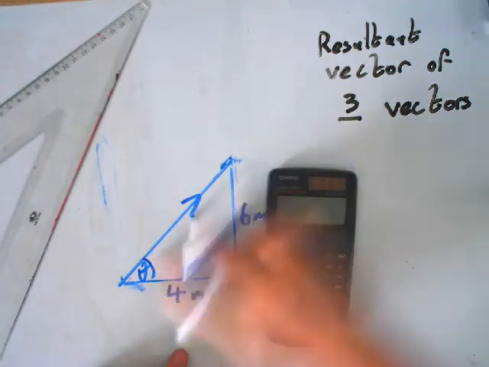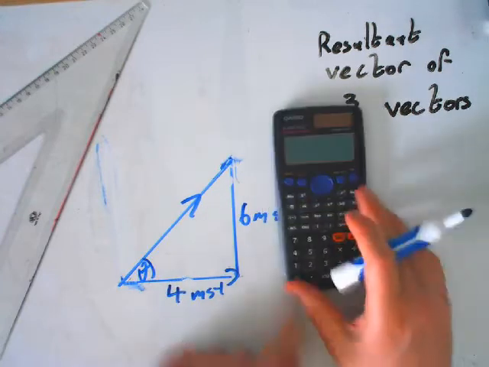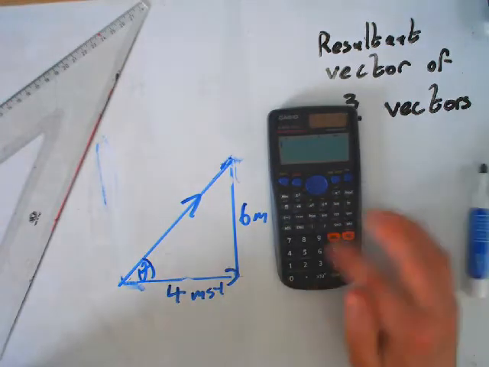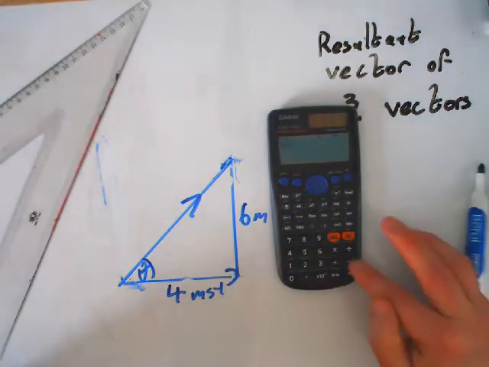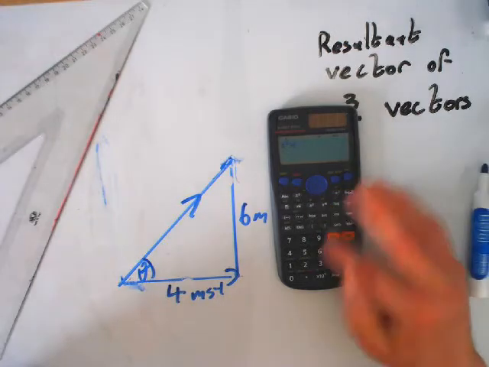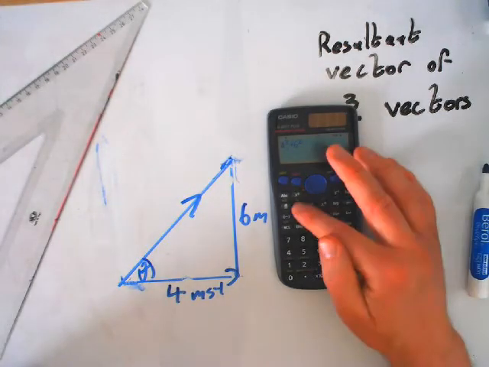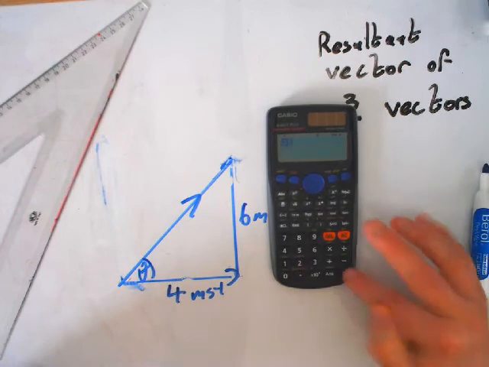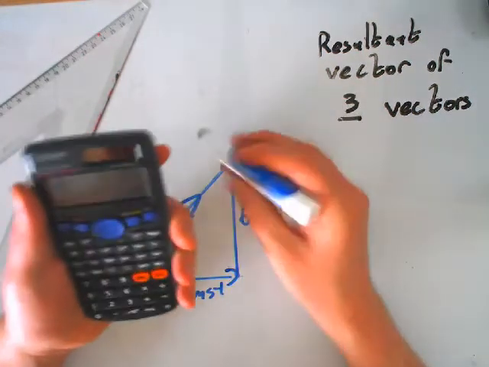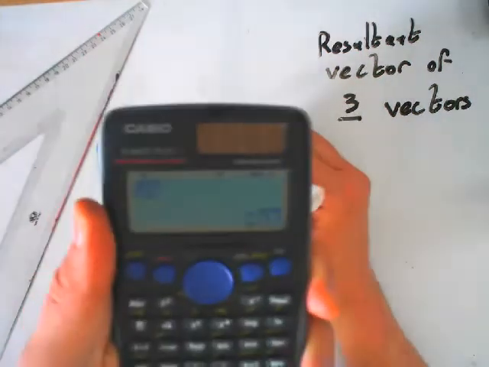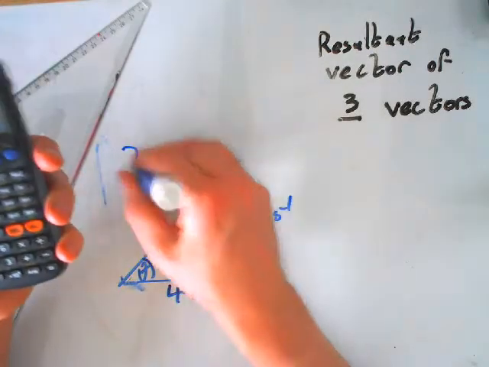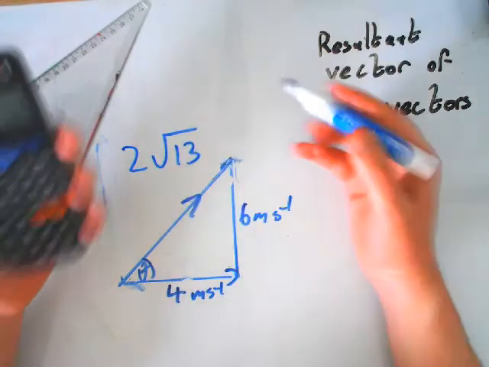So first off, let's get the extent, the magnitude of it, how big the vector is. Well, it's the square of 4 plus the square of 6. So I got 52, and it's the square root of that. So for my answer, I got, and I'm just going to hold this up to the camera, I got 2 times root 13, okay?